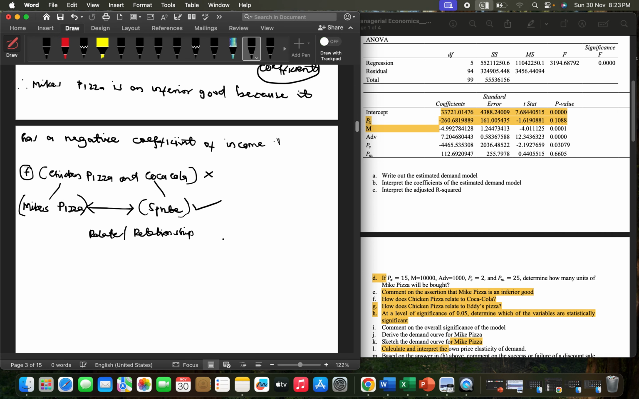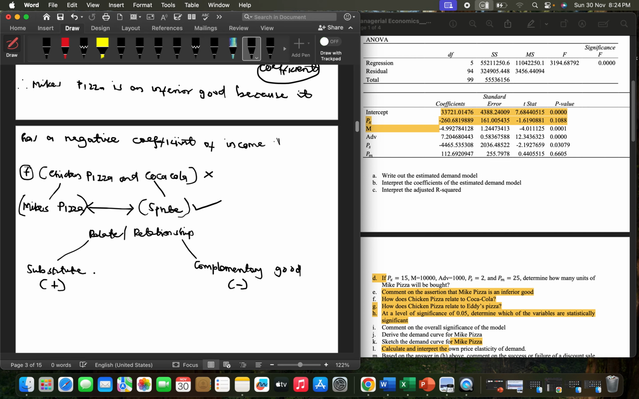They made mention of Sprite. That's why you are using Sprite. So relate, we have substitute good and we have complementary good. If the coefficient of Sprite is negative, then it's a complementary good. If it's positive, then it's a substitute good. That's how we do it.